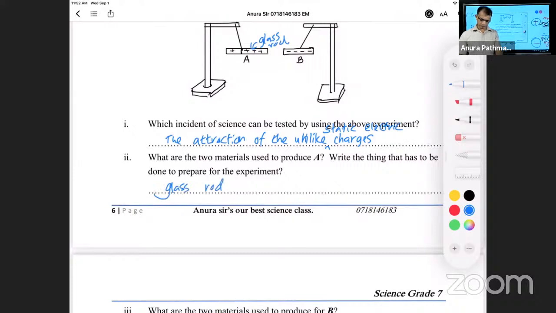Glass rod. So the most natural thing here is the glass rod? Yeah, you can say polythene. Write polythene and glass rod. So can't we say silk cloth? You can. Rubbing.